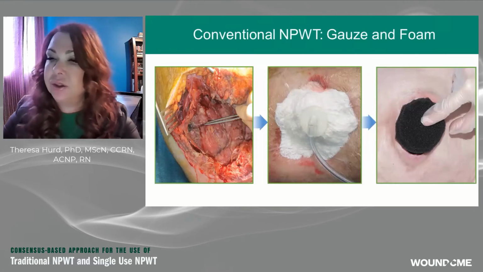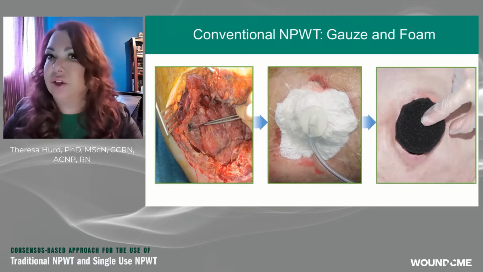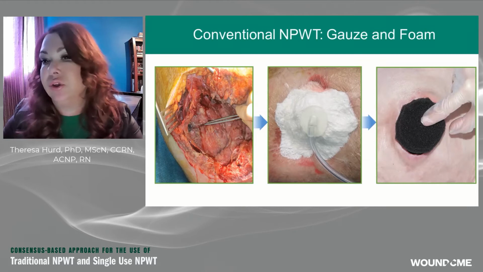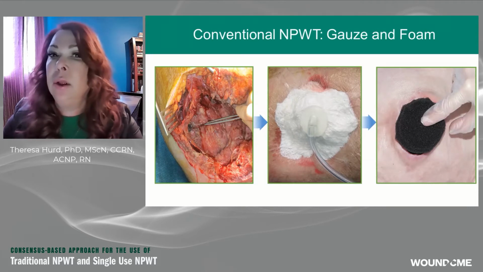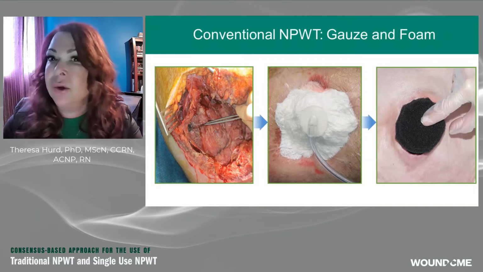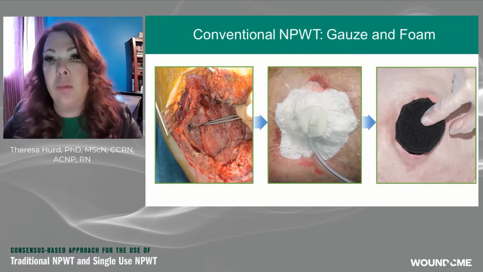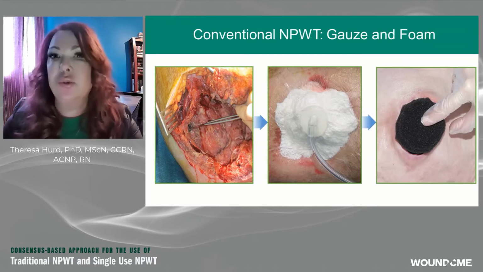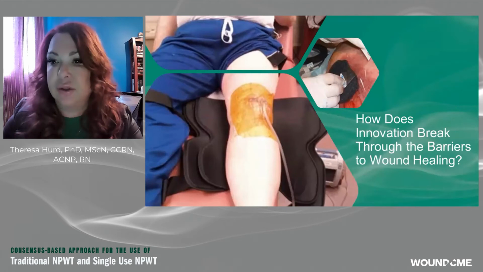As I've mentioned, when you look at conventional traditional negative pressure, you can use gauze or foam in them. You can do this as well with single-use negative pressure. So if you need to fill in a space, you can choose gauze, you can choose foam. We've used hydrofibers, we've used all kinds of things when we're treating patients.